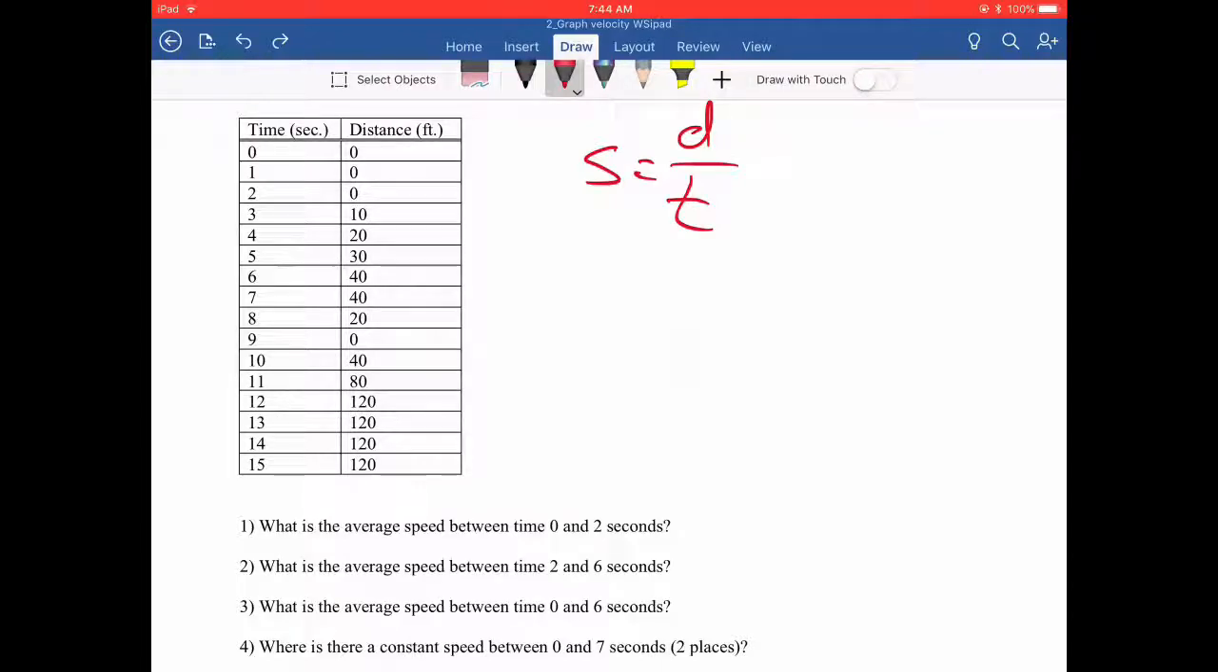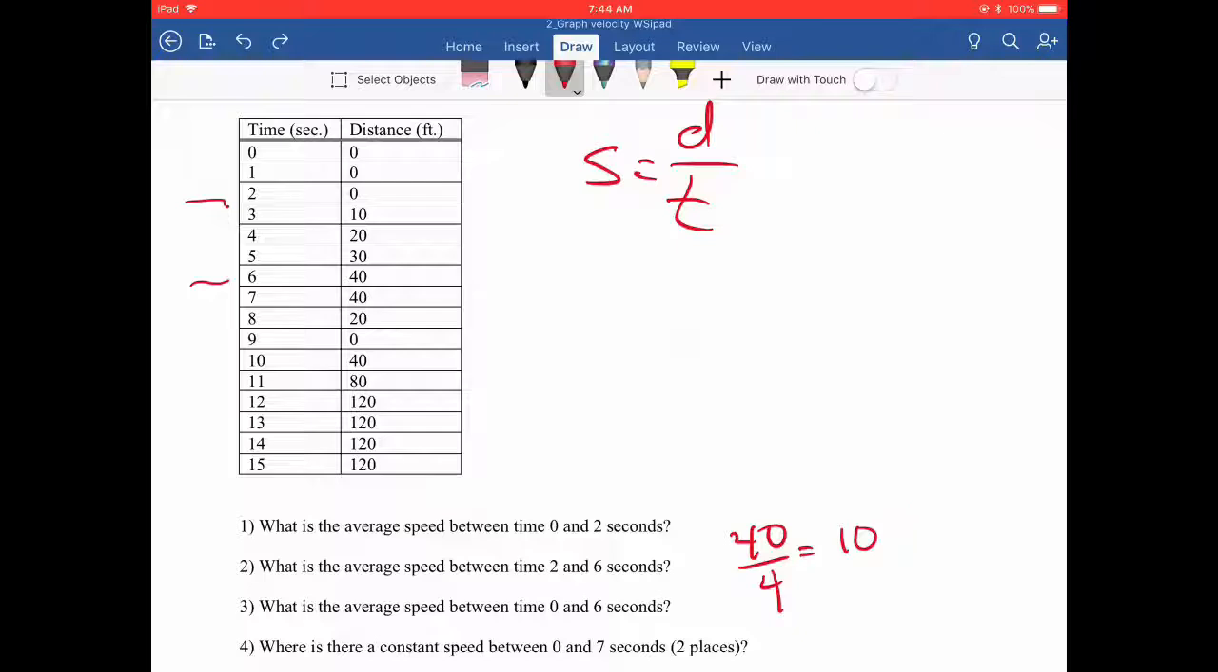Next question. What's the average speed between time 2 and 6? So here's 2, here is 6. The distance traveled is 0 at 2 and 40 at 6. So the travel distance is 40. The time between 2 and 6, well, 6 minus 2 is 4. Well, that's 10 feet per second. That's the speed during that time.